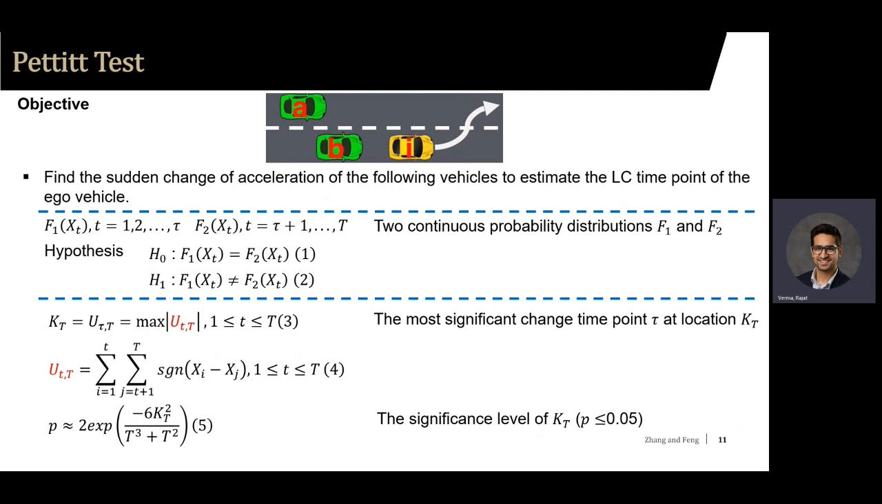Our objective is to find the sudden change in the acceleration of the following vehicles A and B to estimate the lane change time point of the ego vehicle, vehicle I. We consider 2 continuous probability distributions F1 and F2, and there are 2 hypotheses.